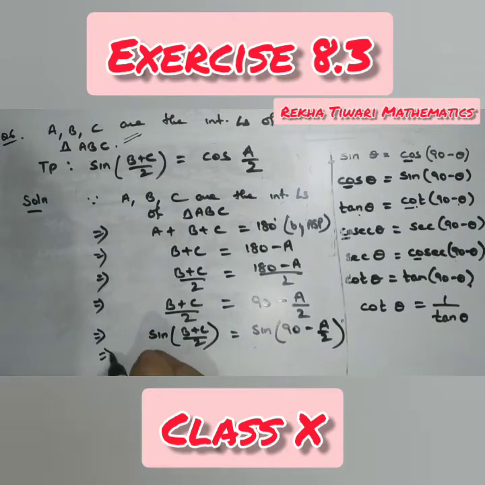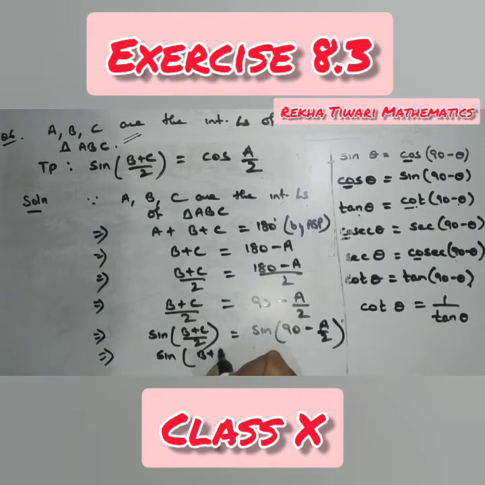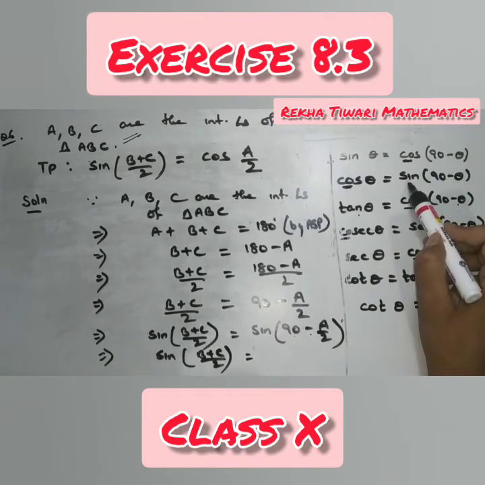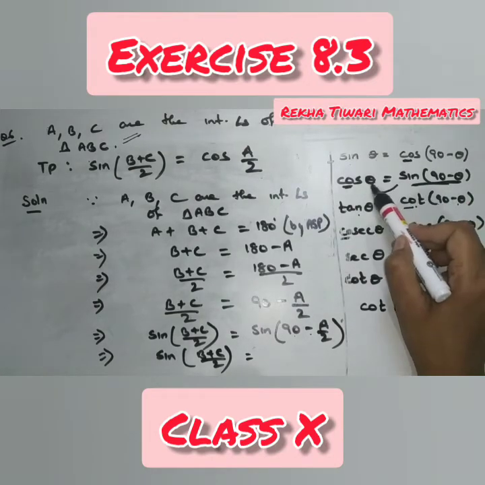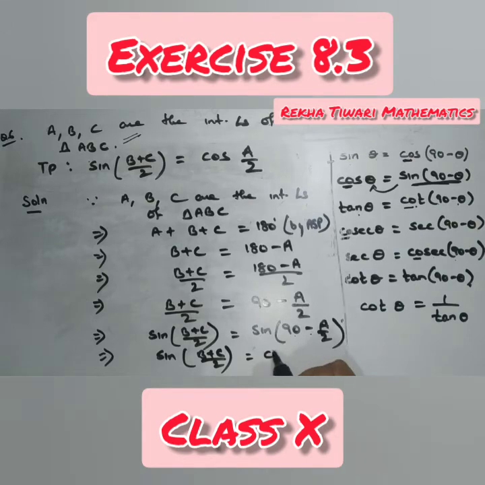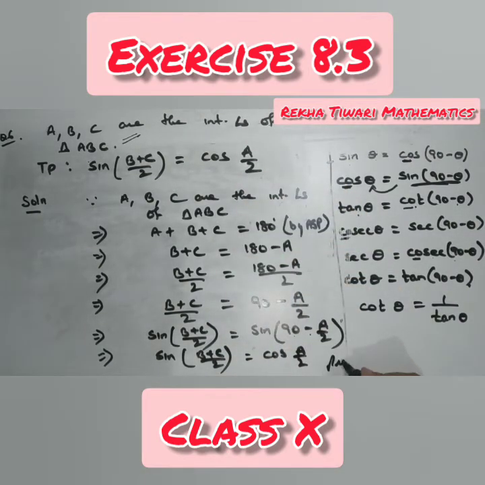Okay, so the left hand side is sine (B plus C) by 2. You can't change this thing. But could you change this? This is sine (90 minus theta). And what is sine (90 minus theta)? Sine (90 minus theta) is cos theta. So this could be written as cos A by 2. Proved.